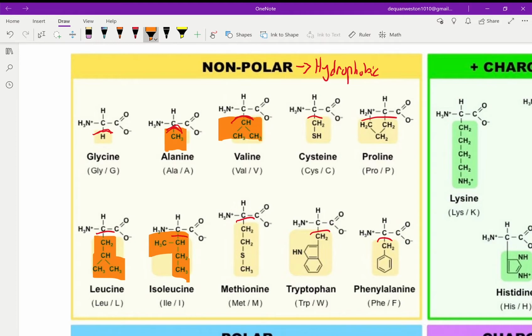So right off the bat, we have 1, 2, 3, 4 hydrophobic amino acids that just have carbon chains. So that's going to be really easy to visualize. Oh, geez, there's another one over here. 5. So these are going to be really easy to identify in the backbone of structures. So next, let's go to the aromatics.